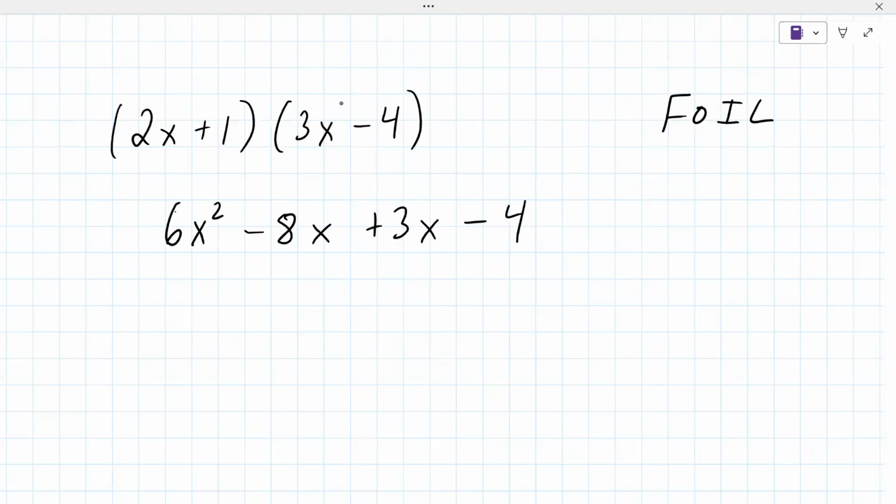Is that clear? Still FOIL? Okay. Yeah. And you still can combine the outer and the inner, okay? What is the O and the I? What does this become? Minus 8x plus 3x. Plus 5x. Try again.